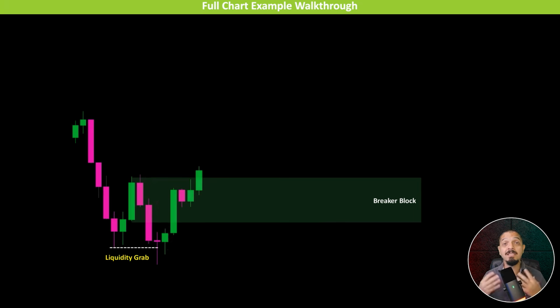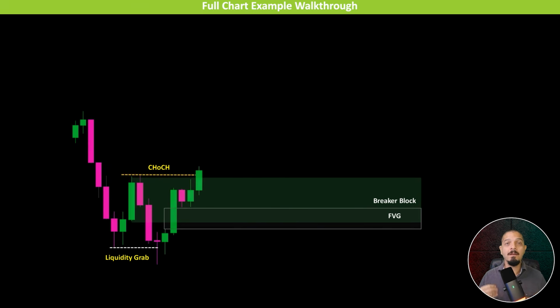The price cleared sell-side liquidity, and after forming a new lower low, quickly reversed and created a market structure shift by breaking and closing above it. At this point, we can identify a valid breaker block positioned above the fair value gap.